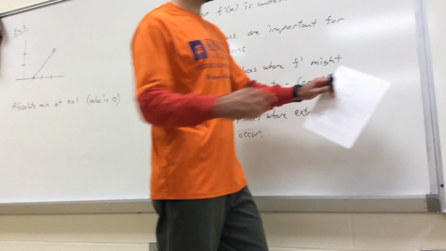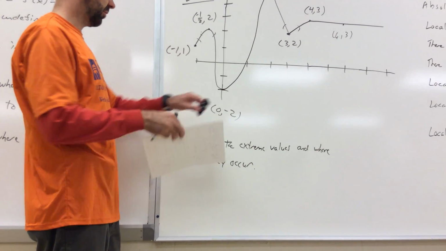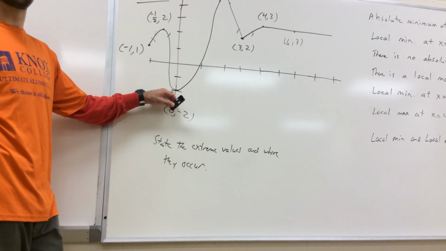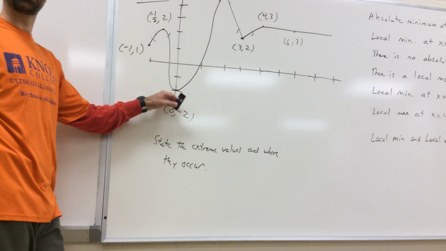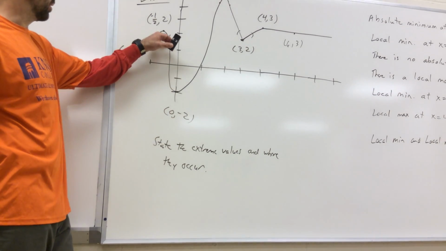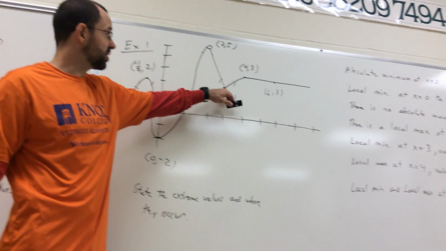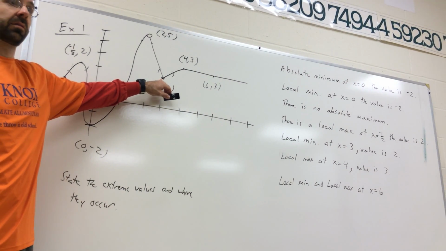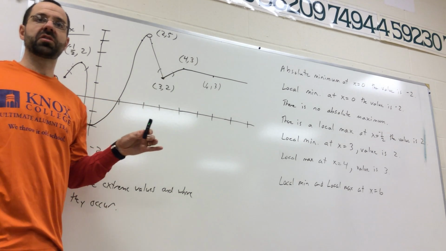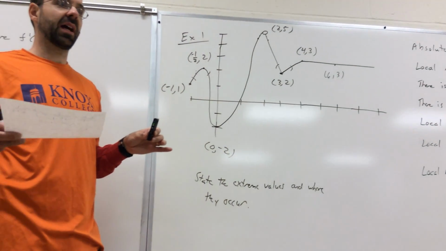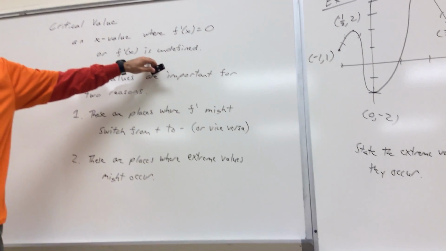For example, over here, the slope is 0. So f prime would be 0 there. And we had a local min and an absolute min there, right? And also here, the slope is 0, and we had a local max there. Here, the slope is undefined, and we had a local min there. So it's a good place to look for where the extreme values might happen, where the slope is 0 or where the slope is undefined.